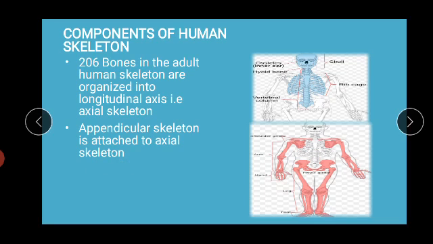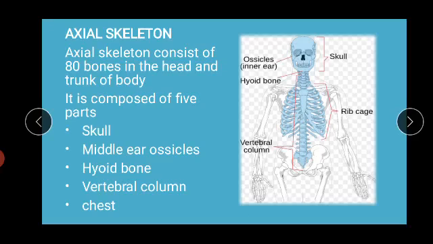Now we will discuss the axial skeleton and the appendicular skeleton, and we will see how many bones are present in each region. For example, how many bones are present in the skull, in the rib cage, in the vertebral column, in your hands, in your feet. Okay, first of all we will see the axial skeleton.